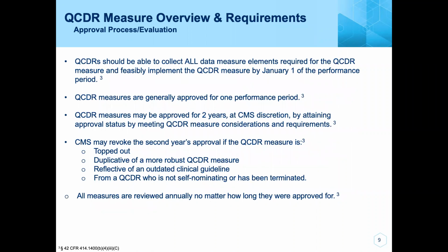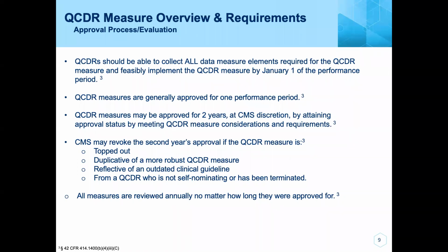It is expected that QCDRs who submit a measure for approval are able to collect all of the data measure elements required for the measure and are able to feasibly implement the measure by January 1st of the applicable performance period. Additionally, all QCDR measures, whether new or existing, are reviewed by CMS every year. Measures are generally approved for one performance period with a 2-year approval option at CMS's discretion. An annual review is completed on all QCDR measures that are self-nominated, regardless of the previous year's approval status.